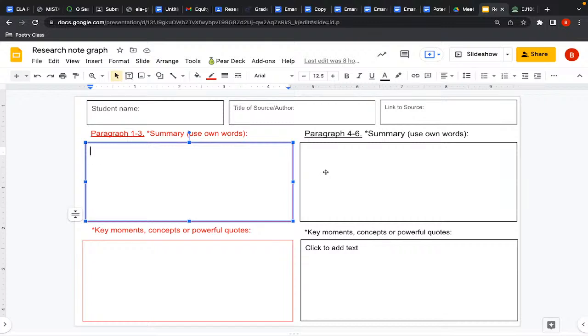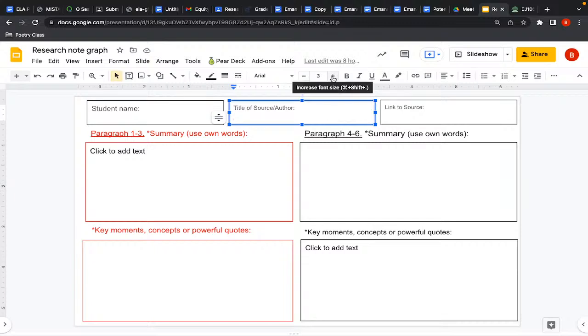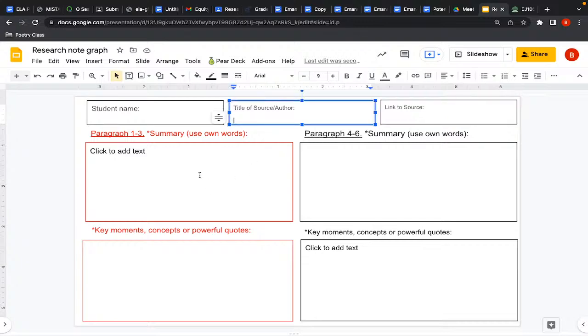And this here is just on the first page. You're filling out your student name, title of the source, and the author. You might have to change some font sizes here and there. Why this one is at 3 for some reason. Anyway, and also a link to the source. These things I'm just going to assume you know how to do. I'm not going to go through them.